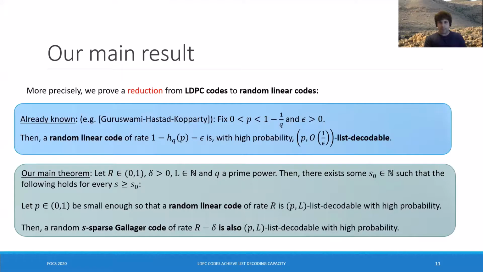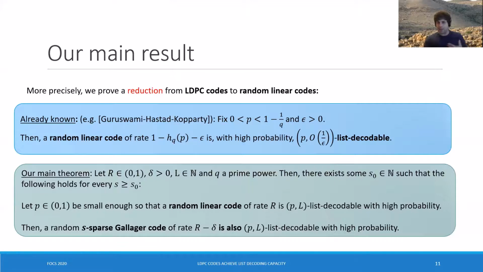And our main theorem states that for every rate and list size and any delta as small as you want, there exists some sparsity parameter S null, such that whenever a random linear code of rate R is likely to be (p, L) list decodable, then a random Gallager code of rate just R minus delta, just slightly below R, is also likely to be (p, L) list decodable. And I can tell you that we can even, in fact, take this S null to be not very large as a function of R, delta and L.